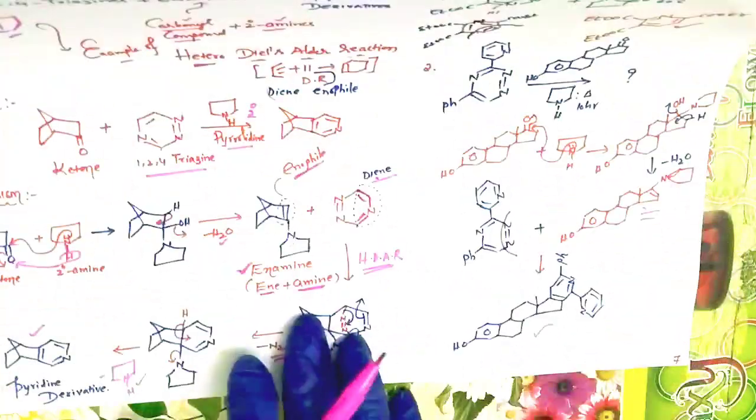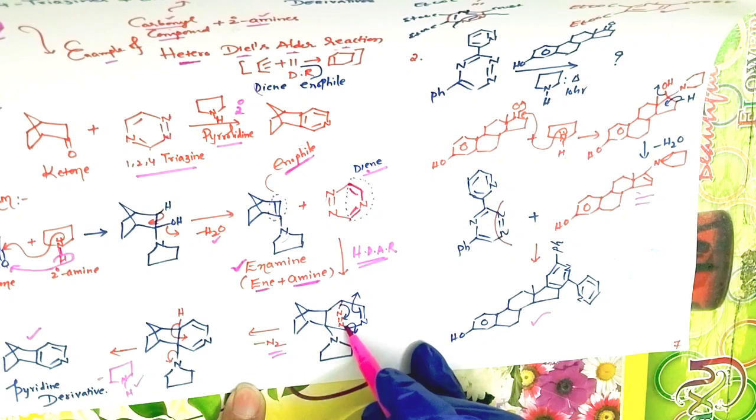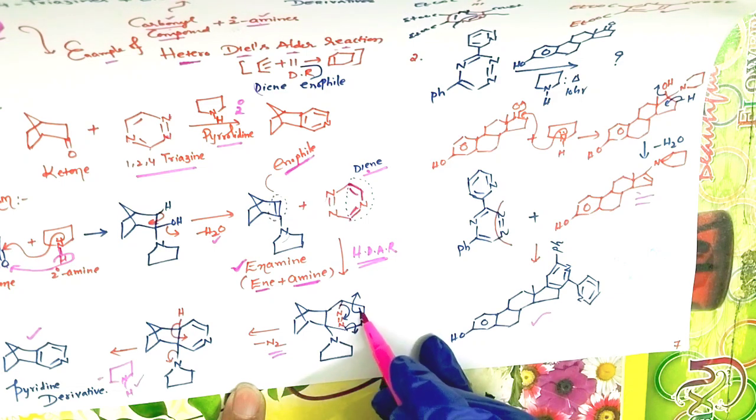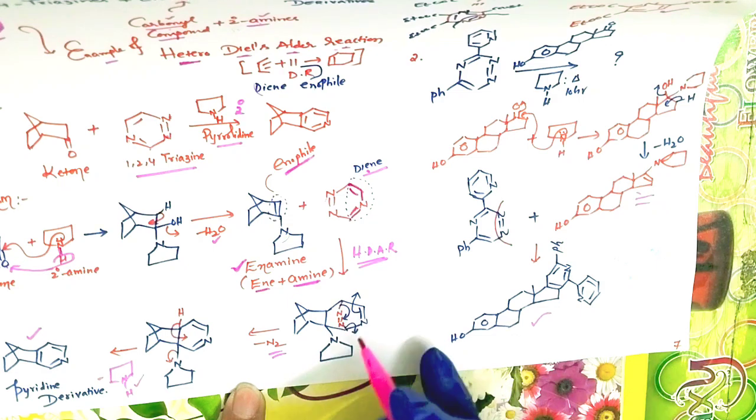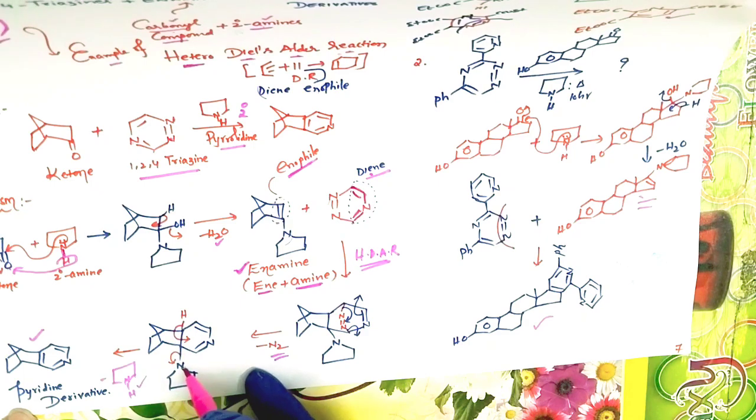If you see this one, what is happening? These pi bonding electrons form a triple bond between the nitrogens, thereby this single bond forms a pi bond between carbon and nitrogen. This pi bond is moving towards this one. Thereby here is a pi bond, here is a pi bond, and N2 will be removed.